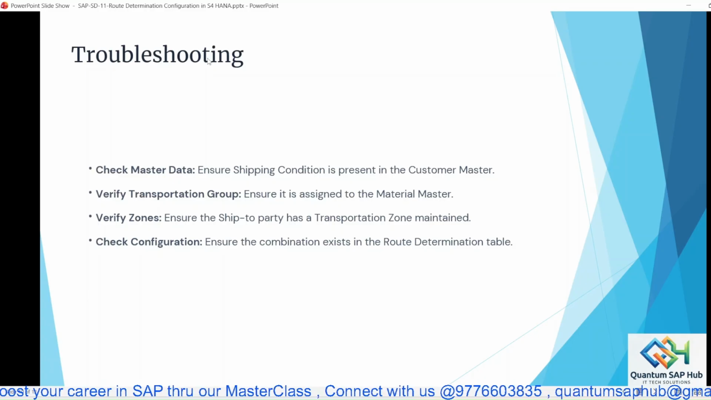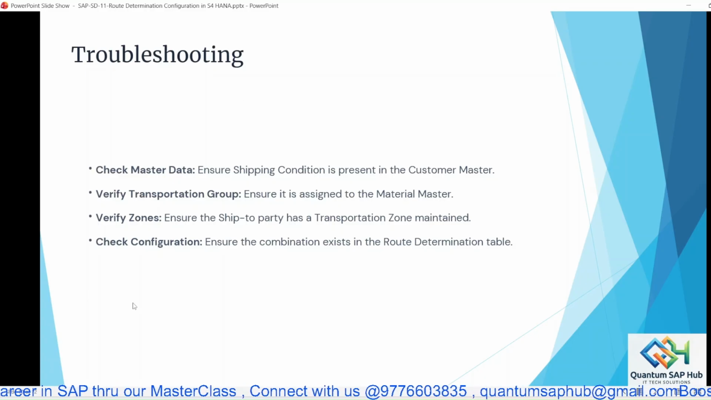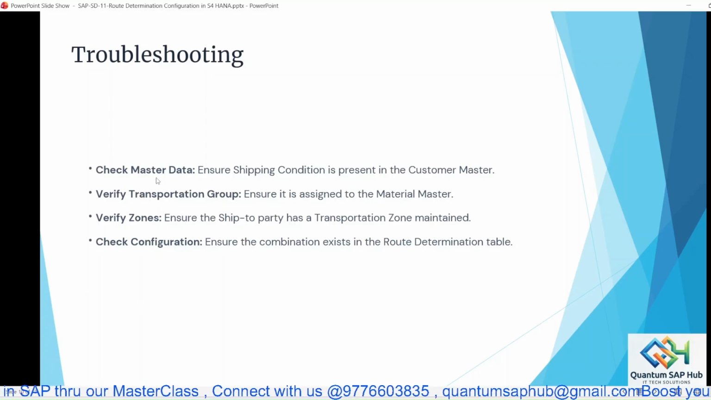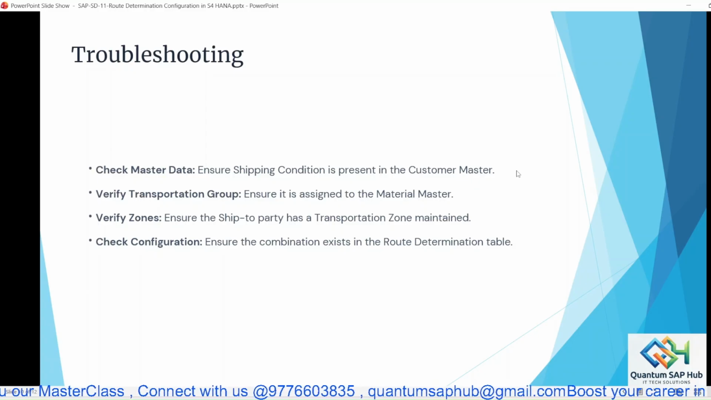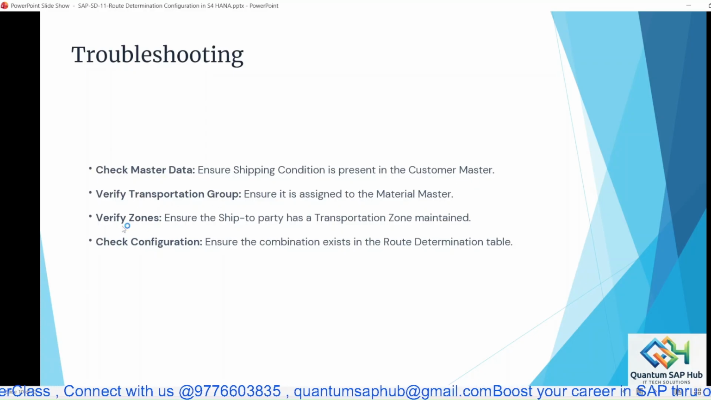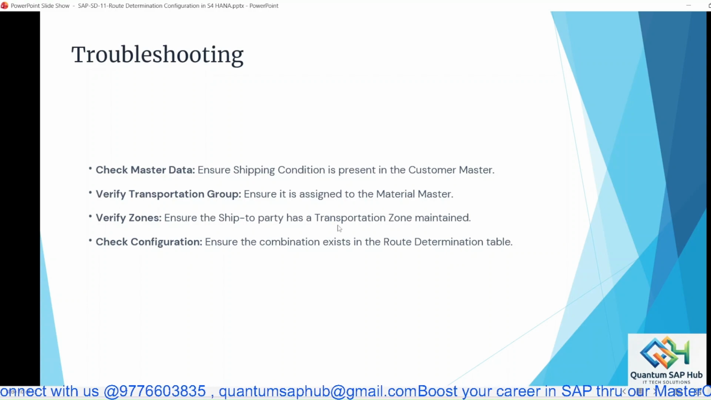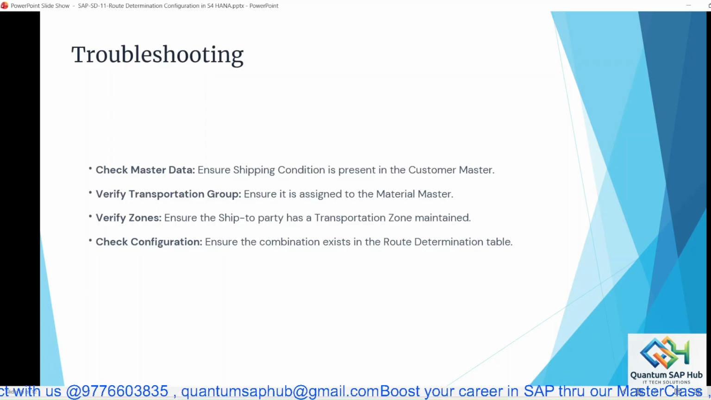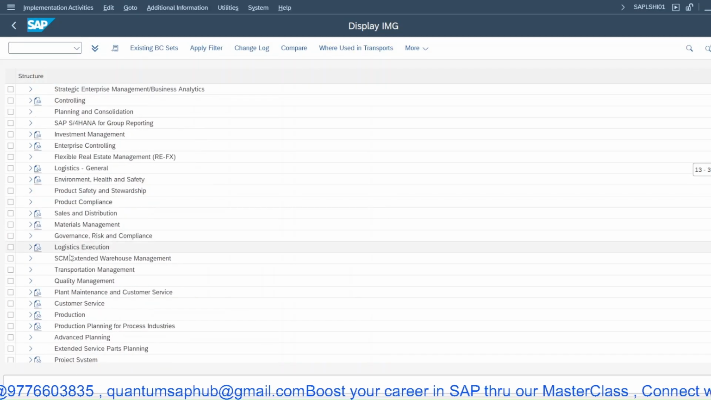If you have any issues, then definitely follow some steps so that you can fix the issue in route determination. First, check the data in the customer master and transportation group, verify the zones, and check the configuration. This is all about route determination. So we'll go to SAP and see how it works.